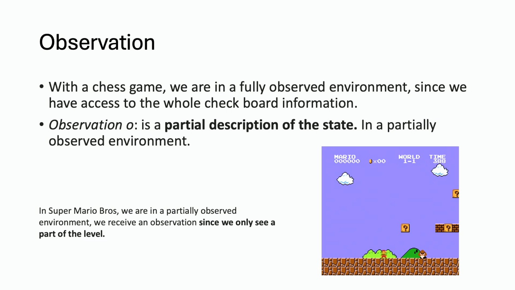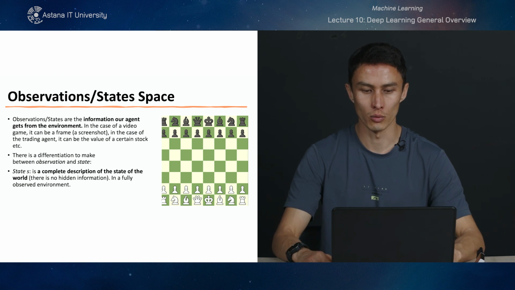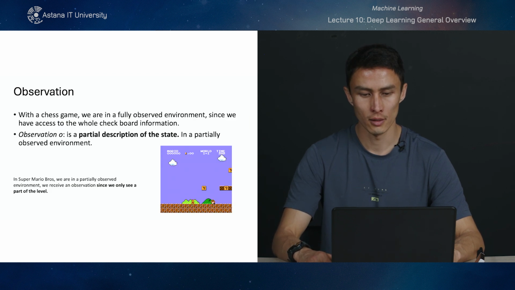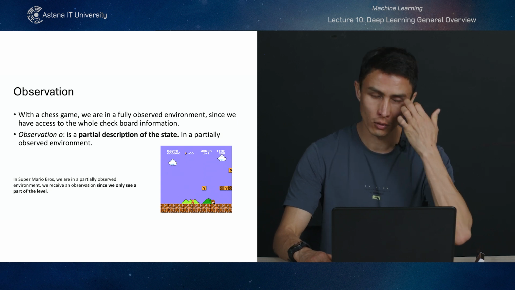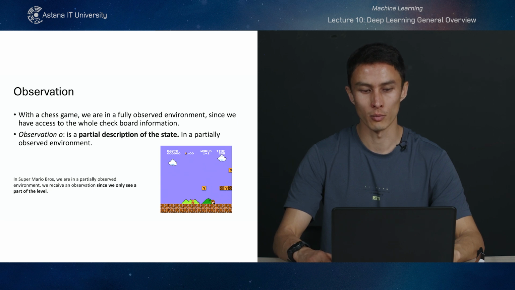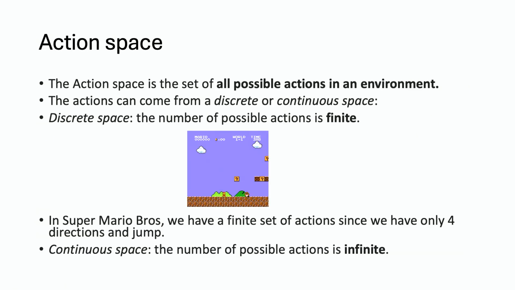So in chess, for example, we have this kind of state which is fully observable. We can exactly know where we are standing and how we can move. So it's a fully observable state, but there might be cases in which we cannot fully observe our state. It's called a partially observable environment. Super Mario Bros, for example, is a partially observable environment.